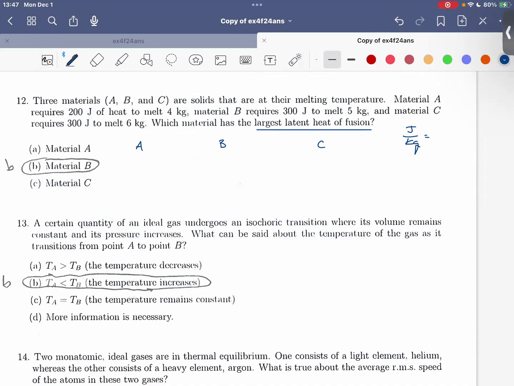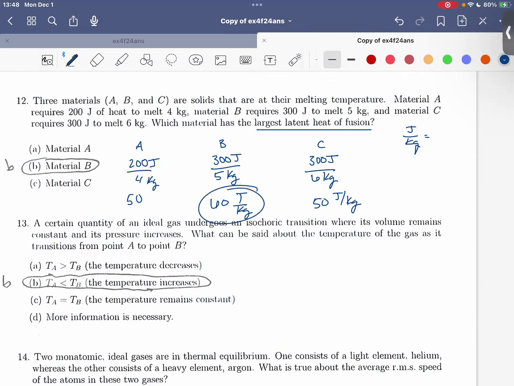heat over mass, right? So this is 200 over 4, so 200 joules over 4 kg is 50. B is 300 joules over 5 kg, which is 60 joules per kilogram. And then C is 300 joules per 6 kg, which is 50 joules per kilogram. Okay, and obviously then it's B.